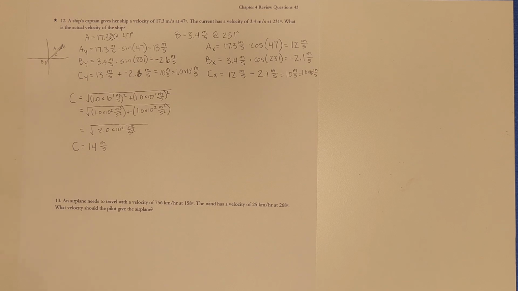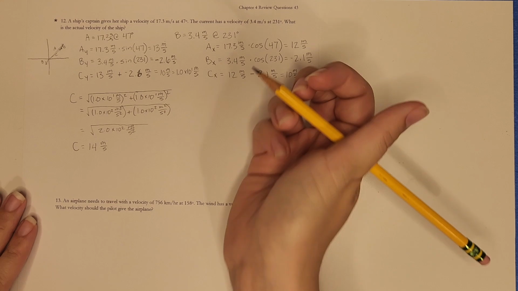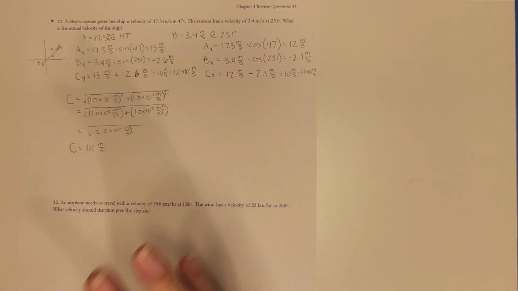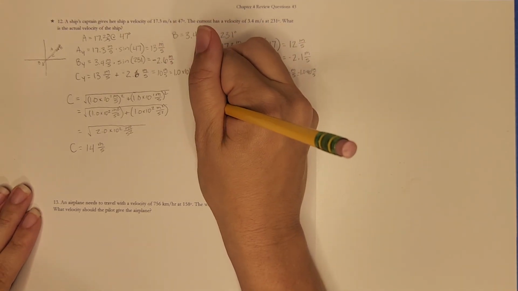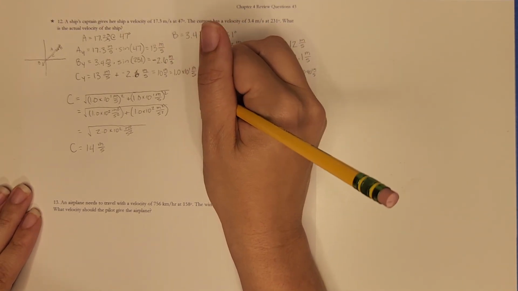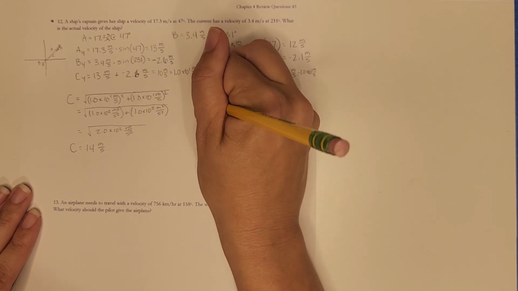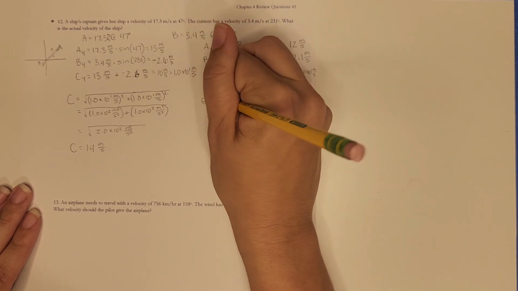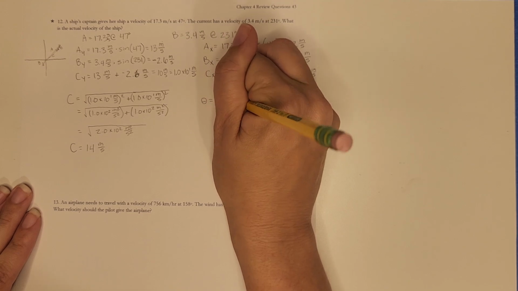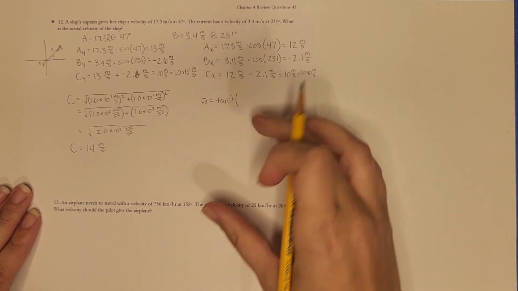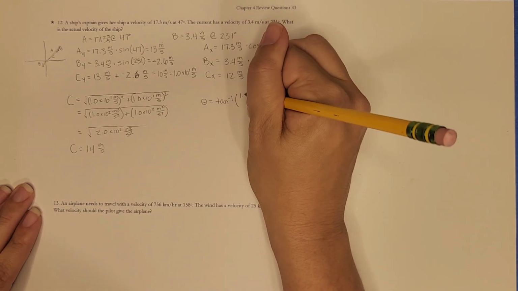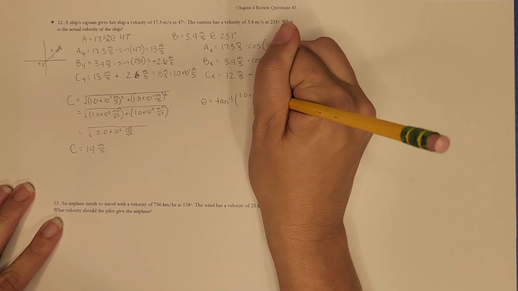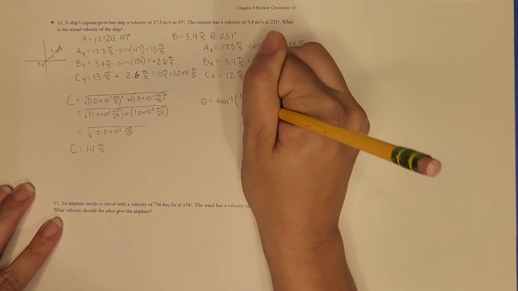So now let's figure out our angle. For this one, I'm going to do that moving around thing first. Instead of saying the tangent of the angle, I'm just going to say the angle equals the inverse of the tangent of y over x. My y is 1.0 times 10 to the 1 meters per second, and so is my x.